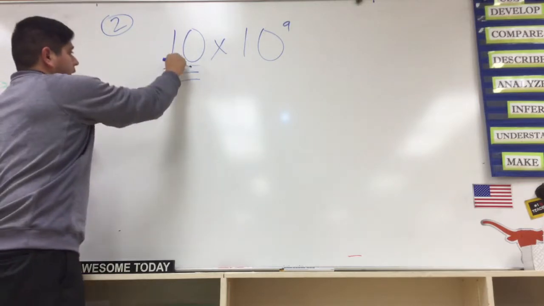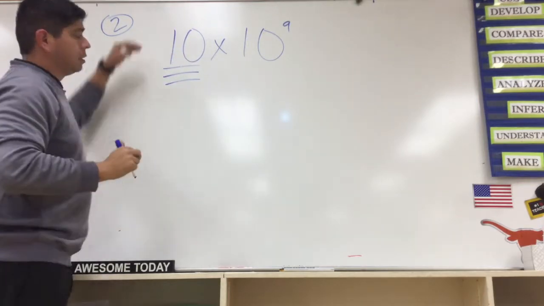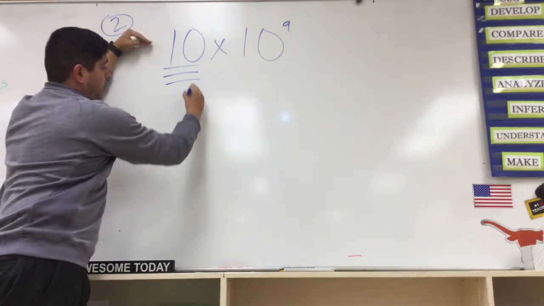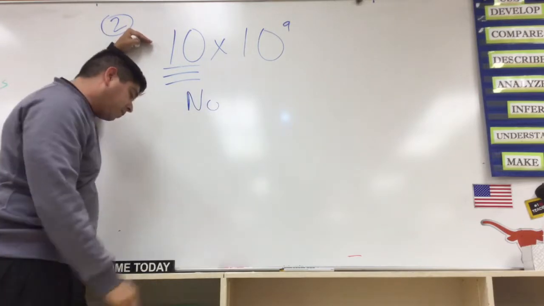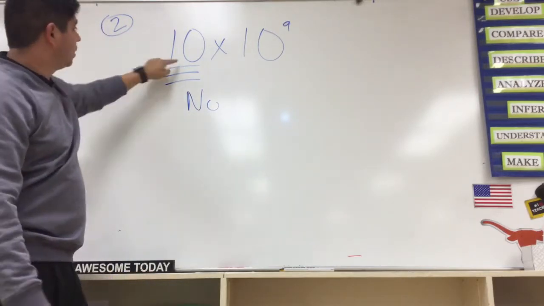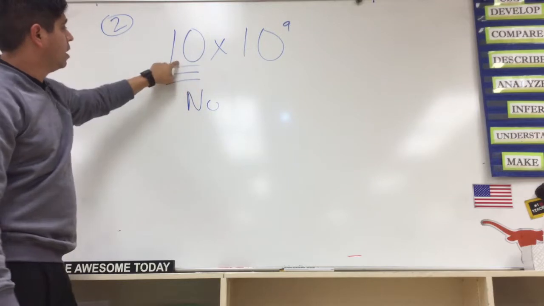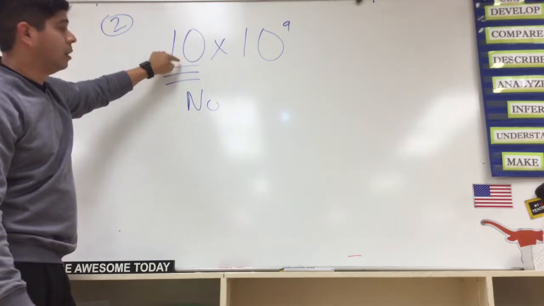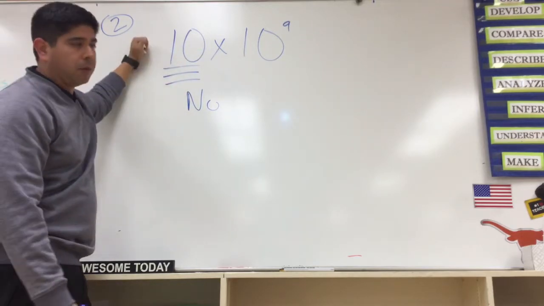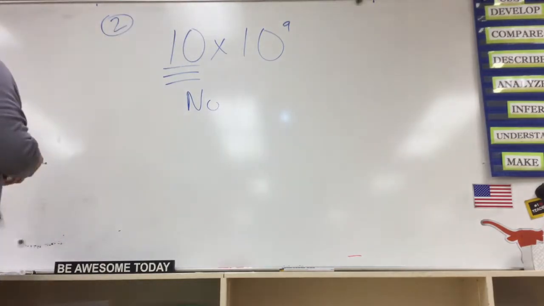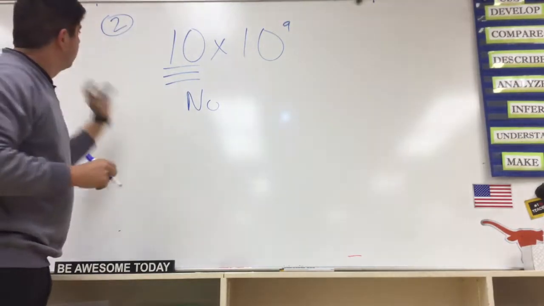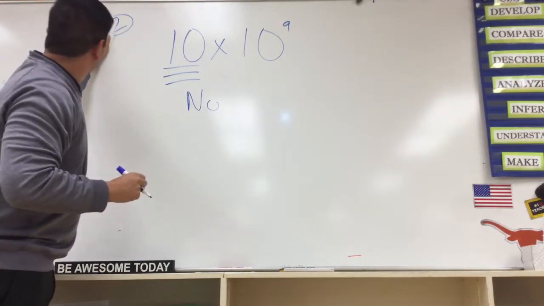So this answer is very simple. It is no, this is not written in proper scientific notation, because the decimal's in the wrong spot. It needs to be between the 1 and the 0 to make this a single-digit number. Easy enough. All right, let's roll to number 3.